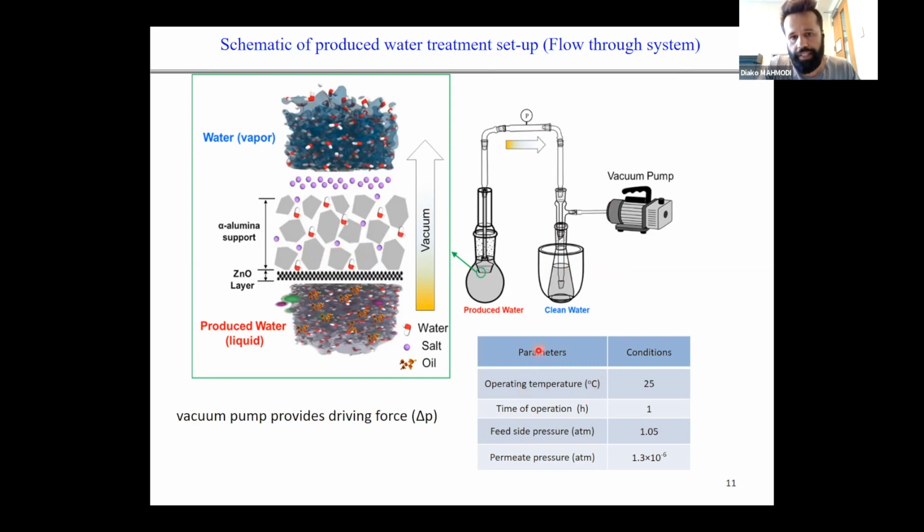And here you can see the operating temperature is room temperature, and the time of each operation is 1 hour. And here you can see the delta P. In our case, the driving force is delta P, pressure.